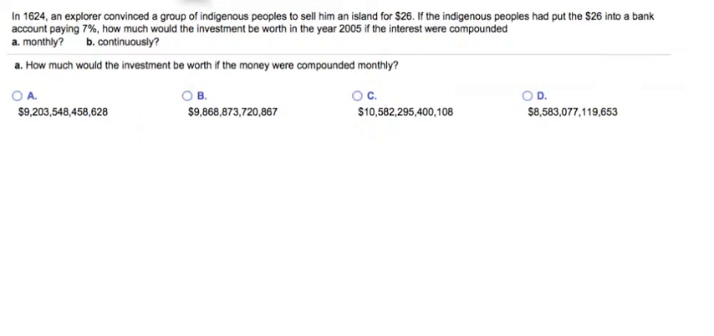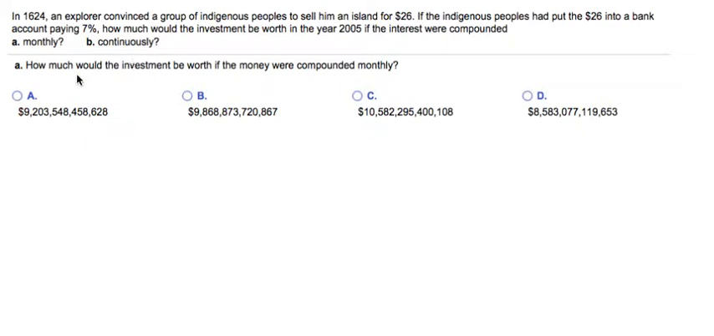Alright, in this problem, in 1624, an explorer convinced a group of indigenous peoples to sell him an island for $26. So if those peoples had put the $26 into a bank account paying 7% instead, how much would the investment be worth in the year 2005 if interest were compounded monthly, and then we'll find what it would be worth if the interest were compounded continuously.